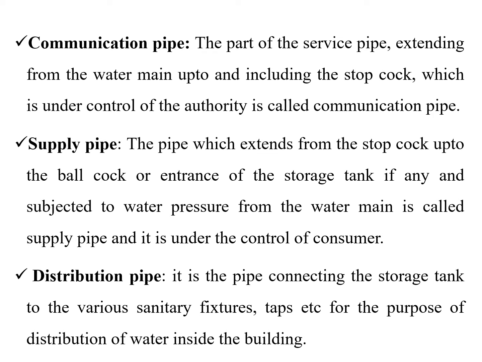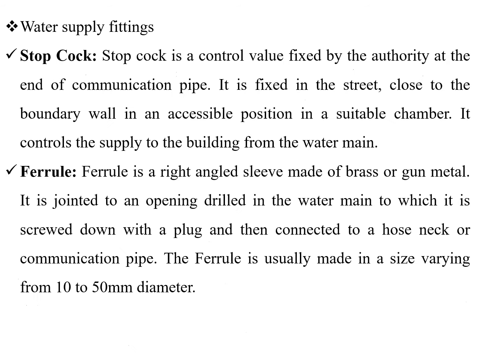Communication pipe: the part of the service pipe extended from water main up to and including the stop cock, which is under the control of authority, is called communication pipe. Supply pipe: the pipe which extends from stop cock up to the ball cock or entrance of storage tank, if any, and subjected to water pressure from water main, is called supply pipe and it is under the control of the consumer. Distribution pipe: it is a pipe connecting the storage tank to various sanitary fittings, taps, etc. for the purpose of distribution of water inside the buildings.